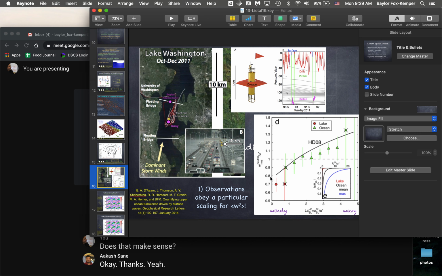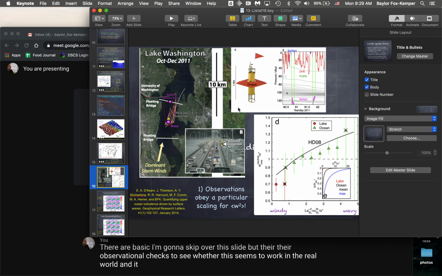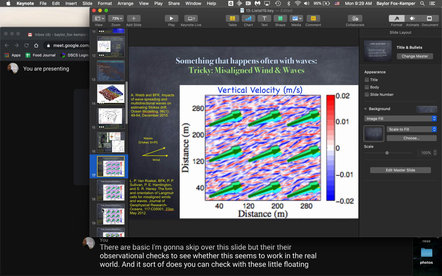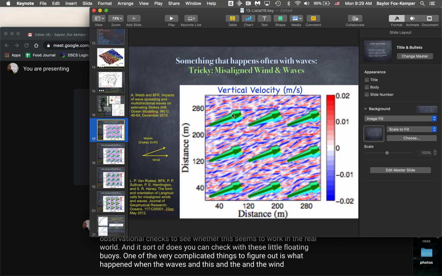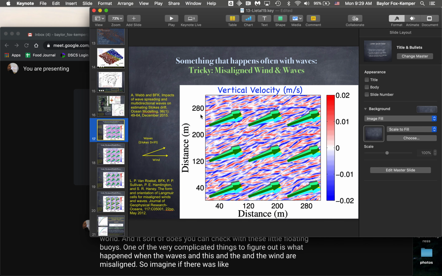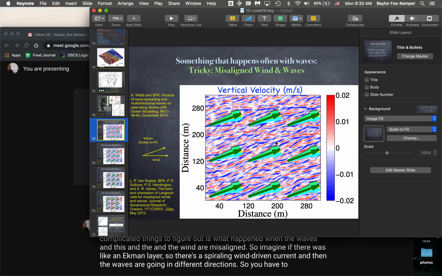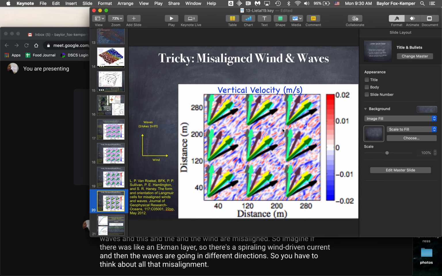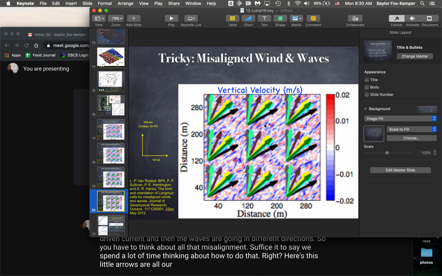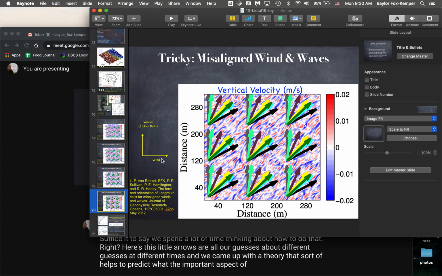Basically, I'm going to skip over this slide, but there are observational checks to see whether this seems to work in the real world, and it sort of does. You can check with these little floating buoys. One of the very complicated things to figure out is what happens when the waves and the wind are misaligned. So imagine if there was an Ekman layer, so there's a spiraling wind-driven current, and then the waves are going in different directions. So you have to think about all that misalignment. Suffice it to say, we spent a lot of time thinking about how to do that right. These little arrows are all our guesses at different times. And we came up with a theory that helps to predict what the important aspect of the alignment between waves and winds is.